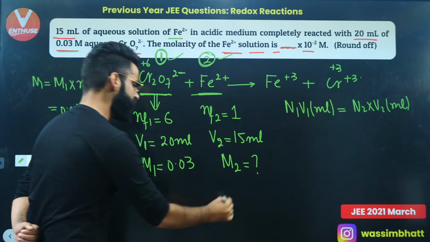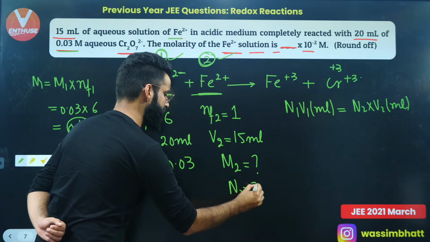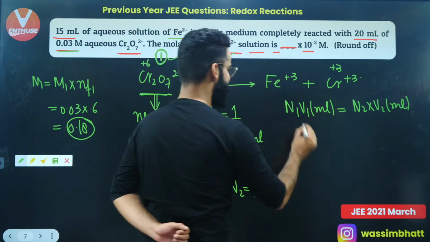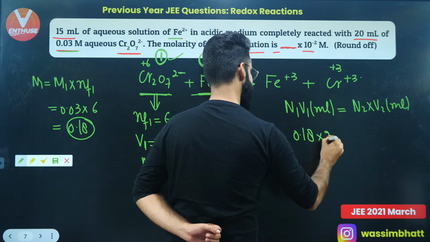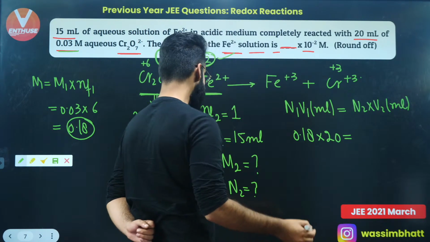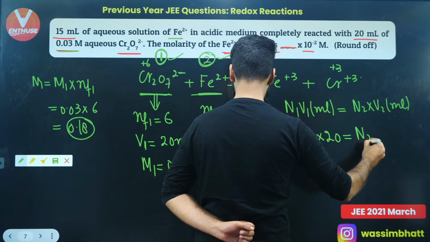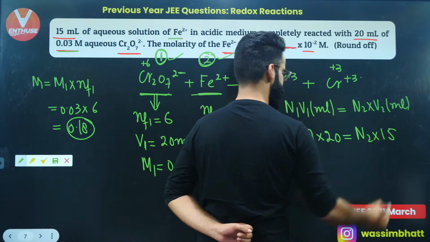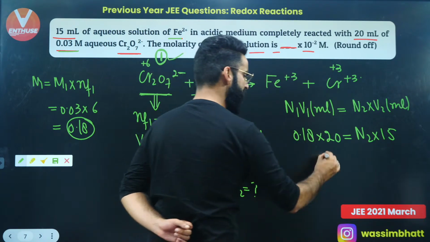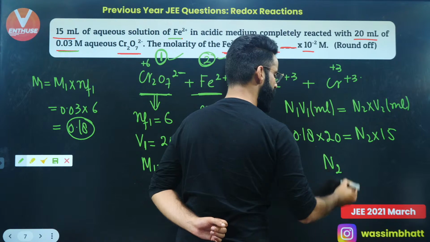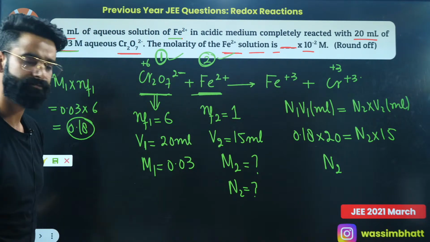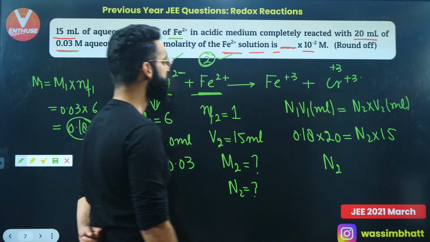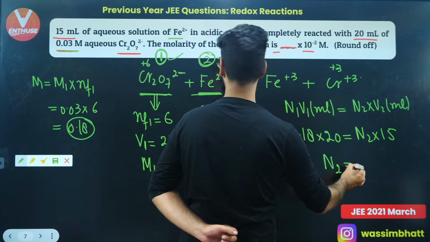Let's assume the normality of second is represented by N2, right? So have a look. N1 value I got as 0.18, V1 value was given as 20, which is equal to N2, the value I need to calculate, times V2, which is 15 ml. So from here, can I calculate the normality of the Fe 2+ solution? Absolutely, yes. And how much does the normality of Fe 2+ solution come out to be?